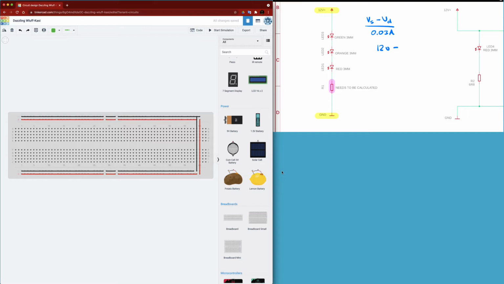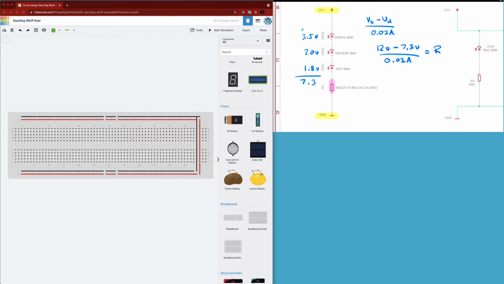Well, a red LED drops 1.8 volts, an orange LED drops 2.0 volts, and a green LED drops 3.5 volts. So total together we have 7.3 volts that we're going to lose as a voltage drop. So 12 volts minus the 7.3 volts divided by the 0.03 amps, which is the amount of current that we want in the circuit. And that will give us our resistor value.